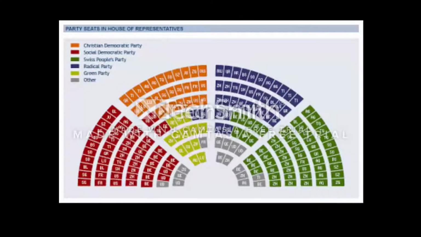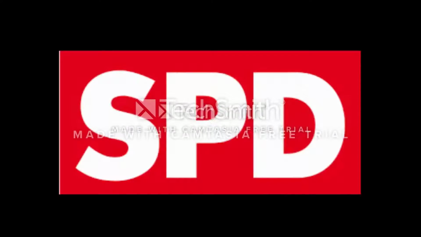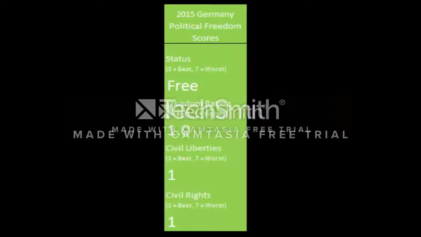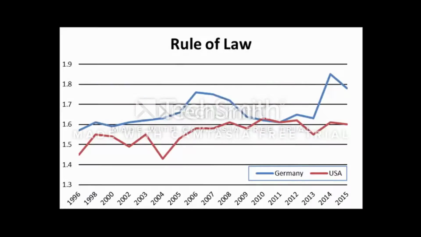Germany is also a multi-party system, with the two major parties being the Christian Democratic Union and the Social Democratic Party. Germany is politically free with a freedom rating of 1.0. As the following chart shows, Germany has been considered to be more free than the United States over the past 13 years. Rule of law also has been higher, indicating that contracts and regulations are truly binding.